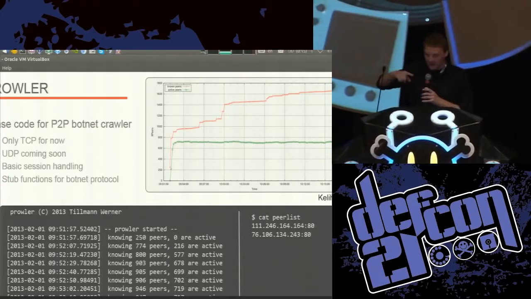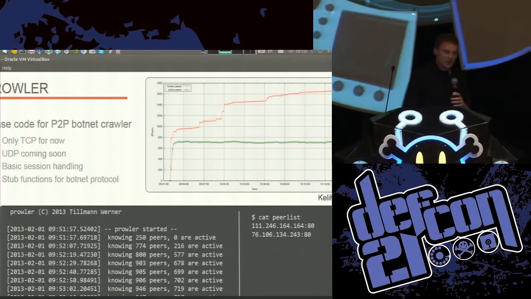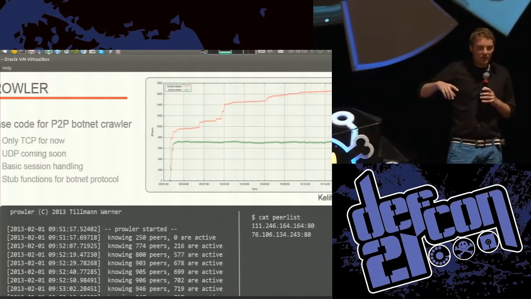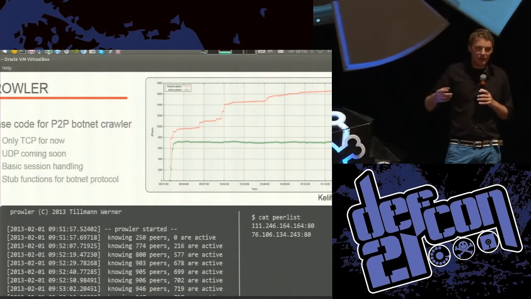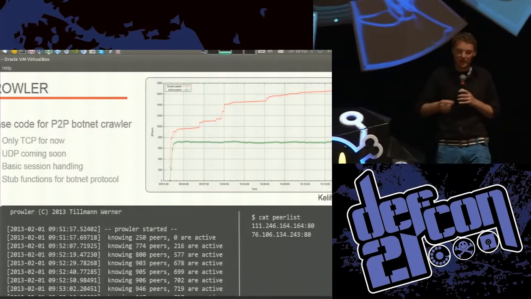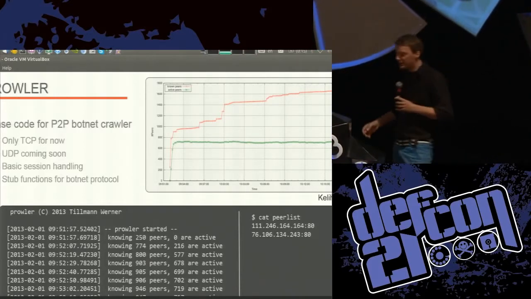And you can also see these, I don't know, steps or whatever you want to call them in the red curve. And that is because if new peers come online, they propagate in the peer-to-peer network and become active at some point, and then you get these steps. Because when a new peer comes online, it immediately gets propagated to all peers that are online, and that's what causes this effect.